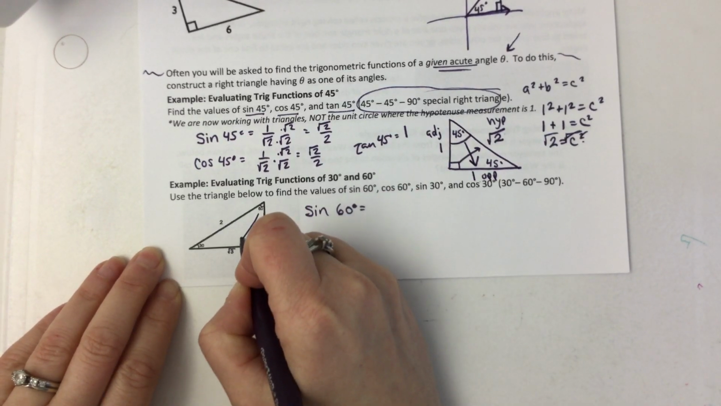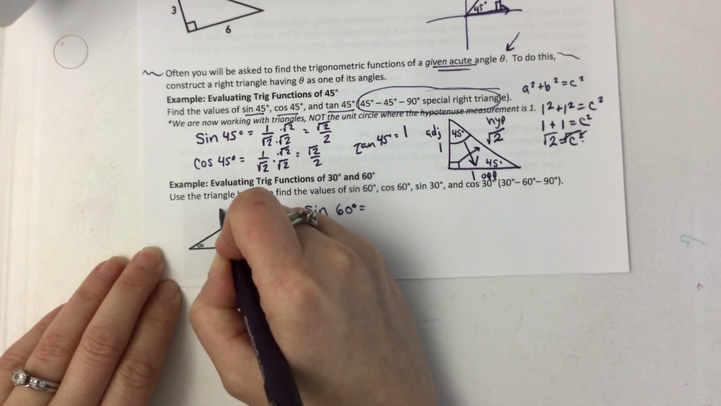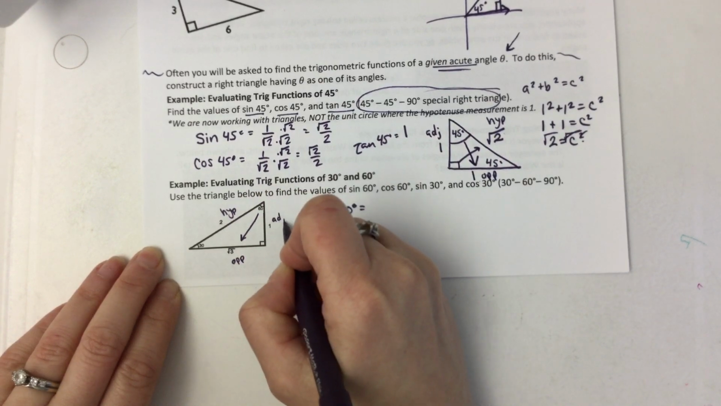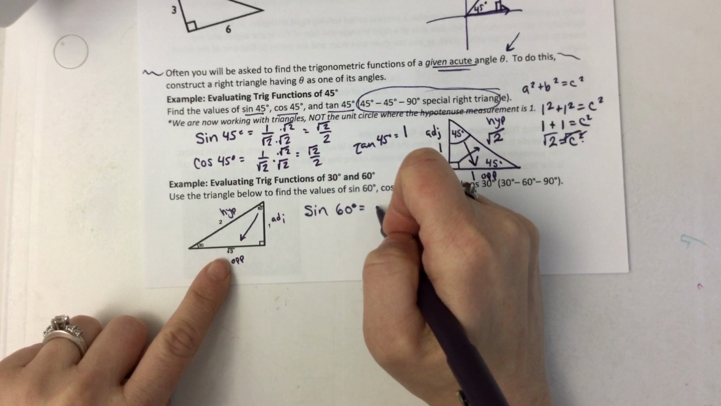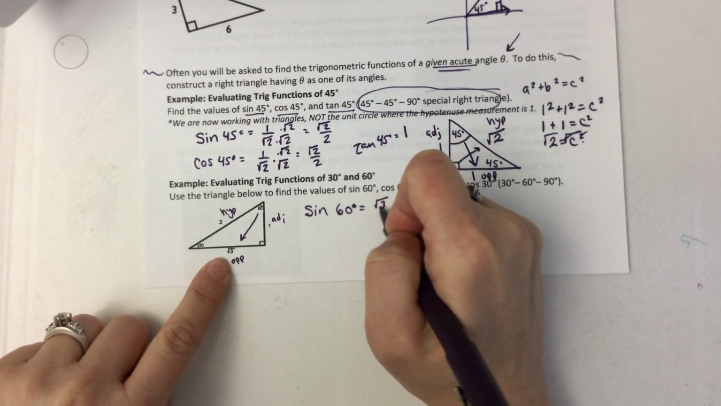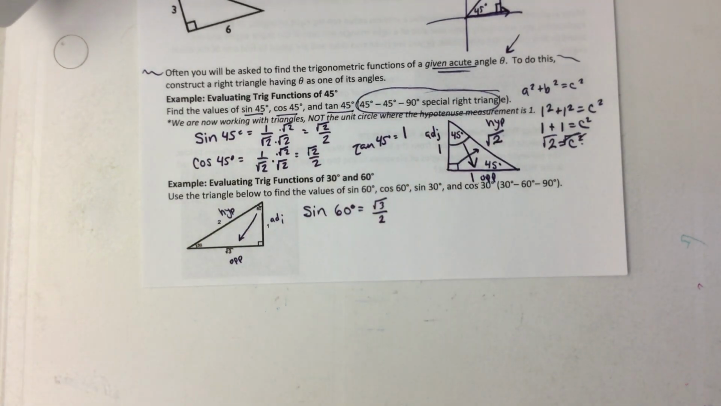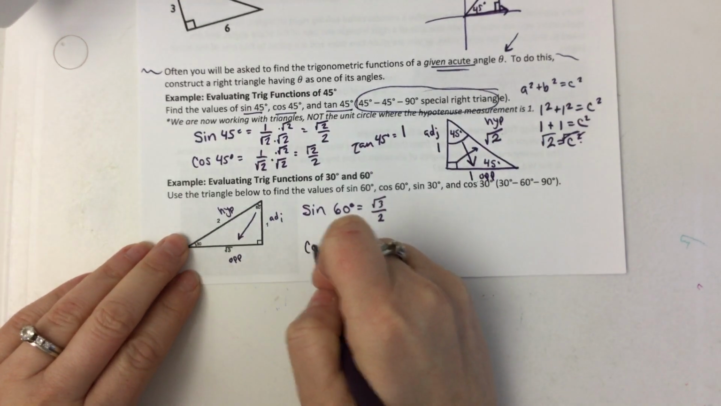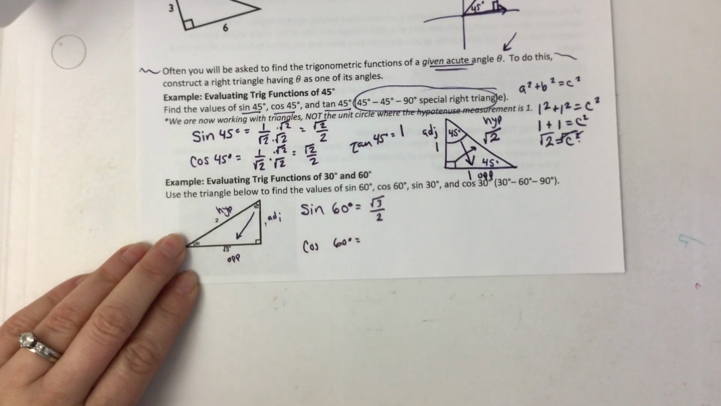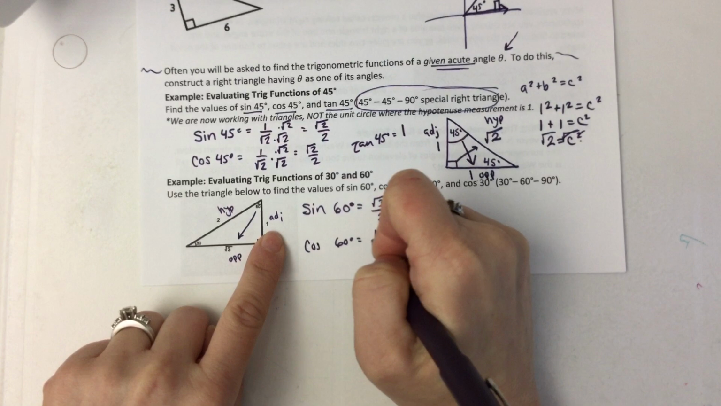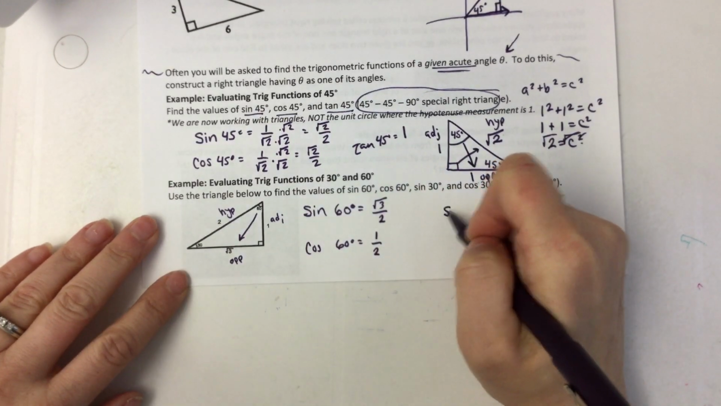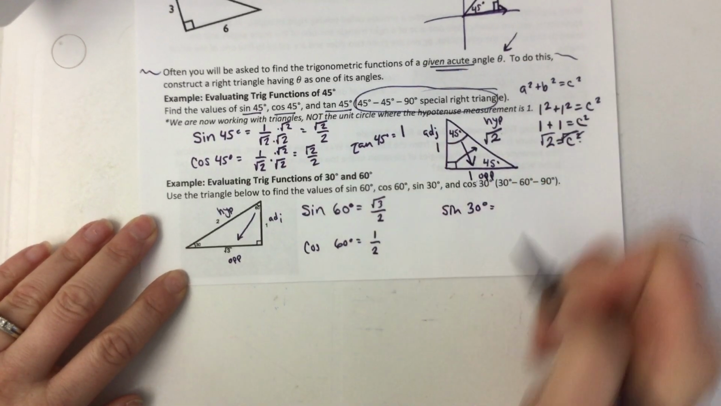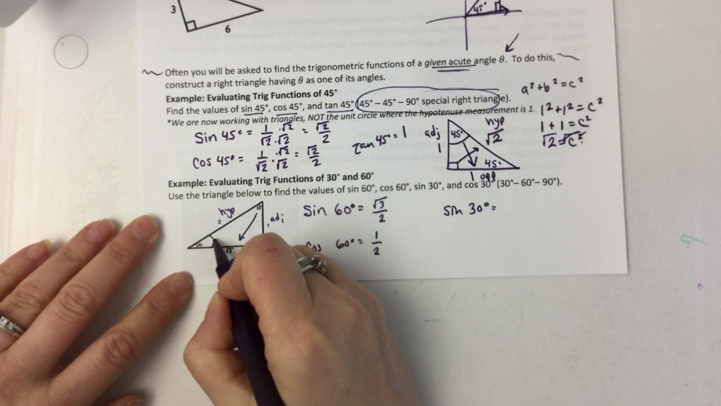So if I'm going from 60, this is the opposite, this is the hypotenuse, this is the adjacent. So the sine is the opposite over the hypotenuse. Okay, if I want the cosine of 60, the cosine is the adjacent over the hypotenuse. Now they want me to do the sine of 30. So we're totally good. Now I just have to go from 30.